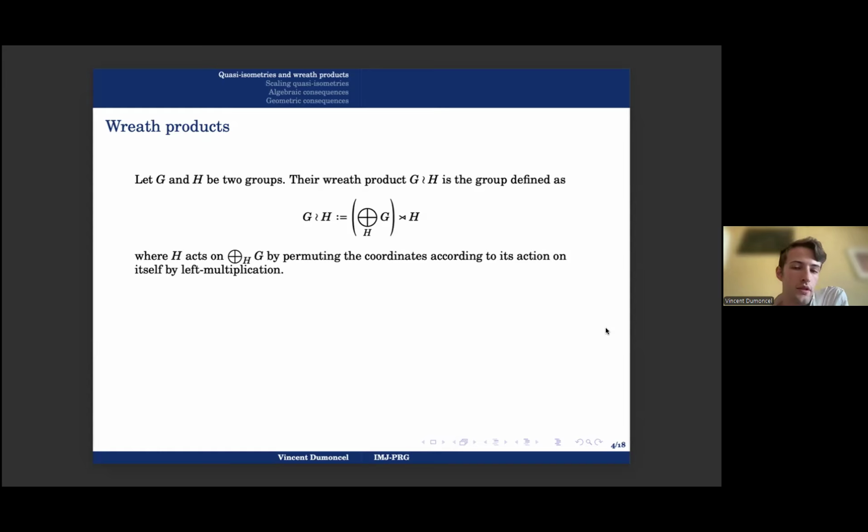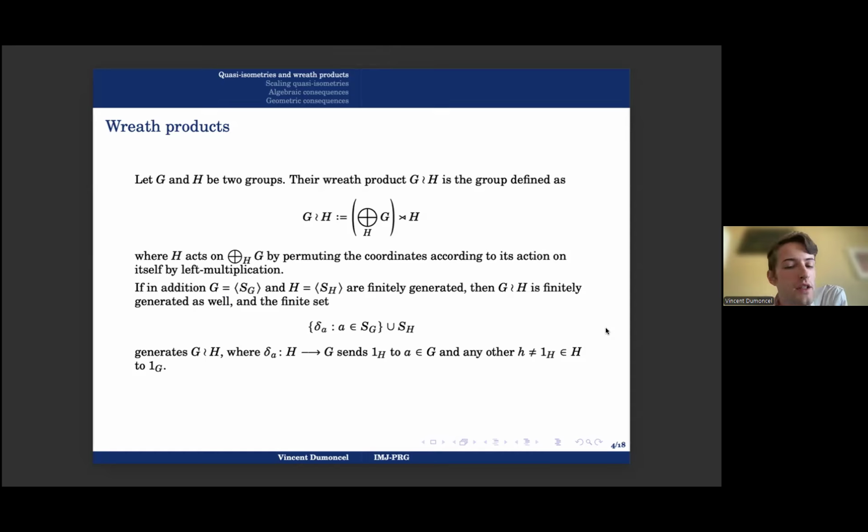No requirements are needed. But inside geometric group theory, if you now start with two finitely generated groups, you can see that the wreath product will also be finitely generated. And in fact, you can explicitly construct a finite generating set. So for instance, you can check that this is a generating set of the wreath product.